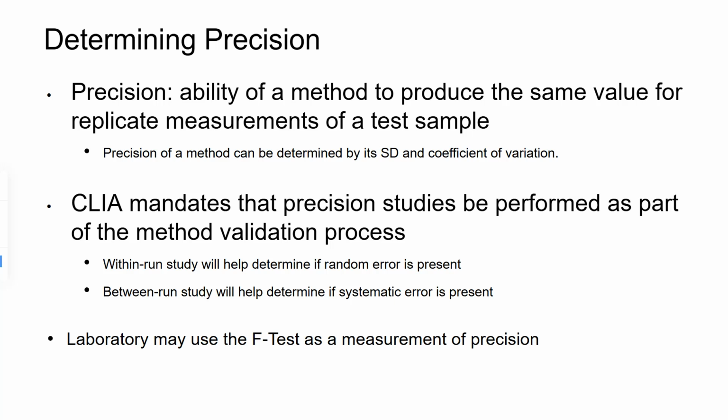Determining precision. Precision is the ability of a method to produce the same value for replicate measurements of a test sample. Precision of a method can be determined by its standard deviation and coefficient of variation. CLIA mandates that precision studies be performed as part of the method validation process. A within-run study will help determine if random error is present, and a between-run study will help determine if systematic error is present. The laboratory may use the F-test as a measurement of precision. The F-test is similar to the student's t-test.